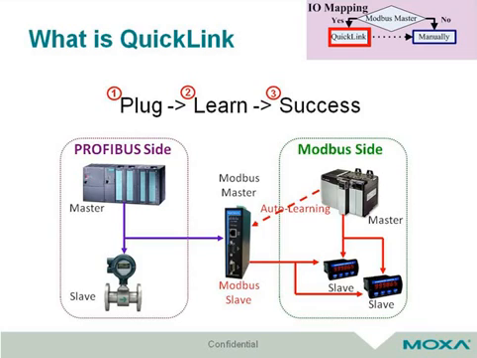After learning, just apply the configurations and remove the Modbus master from this topology. Then connect the MGate 4101 to the Modbus slave and the Profibus master. It will poll the Modbus slaves based on the requests it learned. The learning process is called QuickLink.